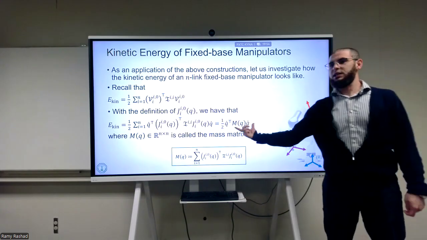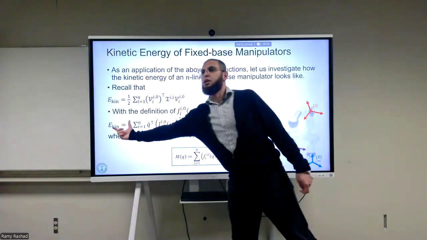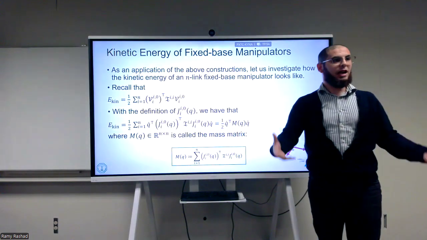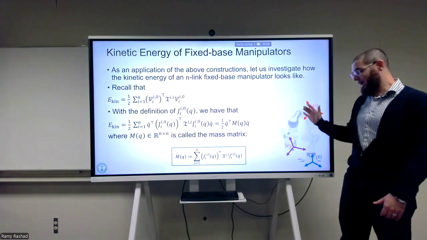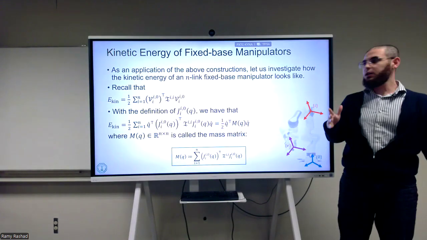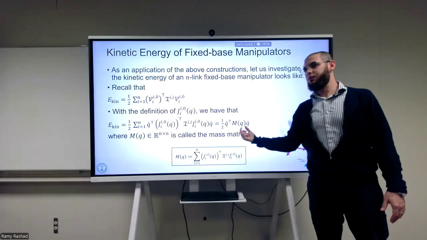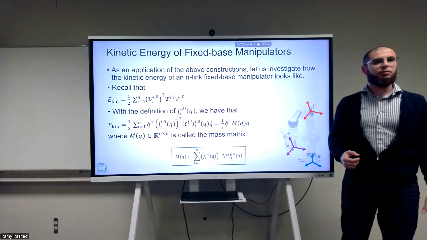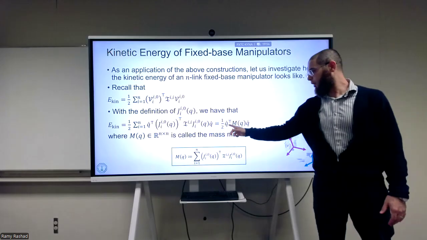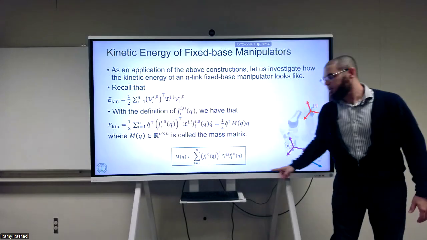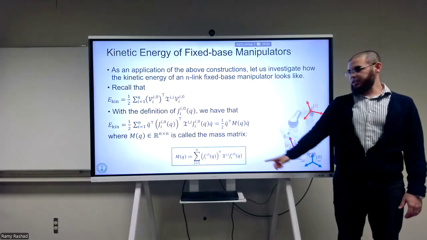So what you see inside here, the kinetic energy of the full robot, a fixed base robot that consists of n links doing all sorts of crazy motion, is in the end given by half q dot transpose multiplied by M of q multiplied by q dot, where M of q is given by this summation. Is it easy to program?